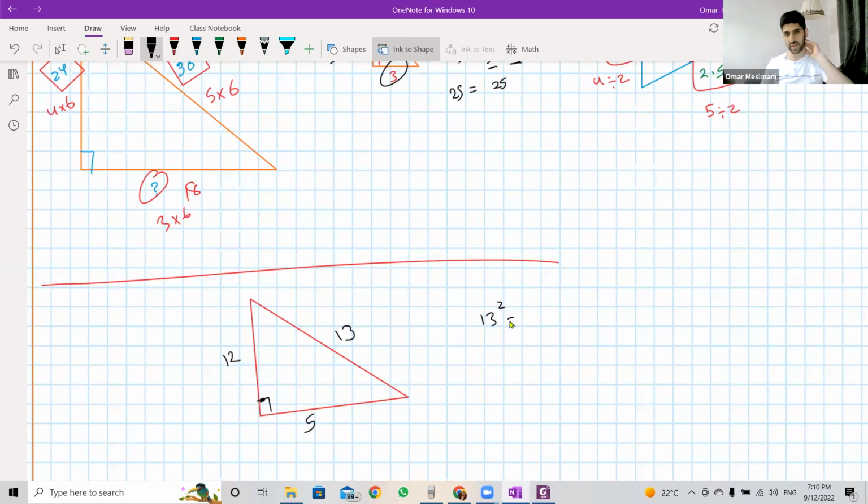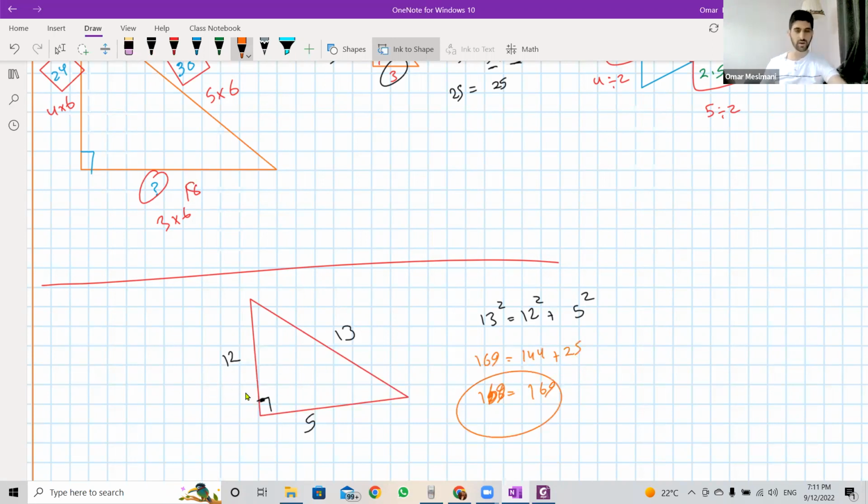13 squared has to equal 12 squared plus 5 squared. 13 squared is basically 169. 12 squared is 144. 5 squared is 25. Does 169 equal 144 plus 25? Yes, it is going to be the same. So yes, 5, 12, 13 is also a triplet.